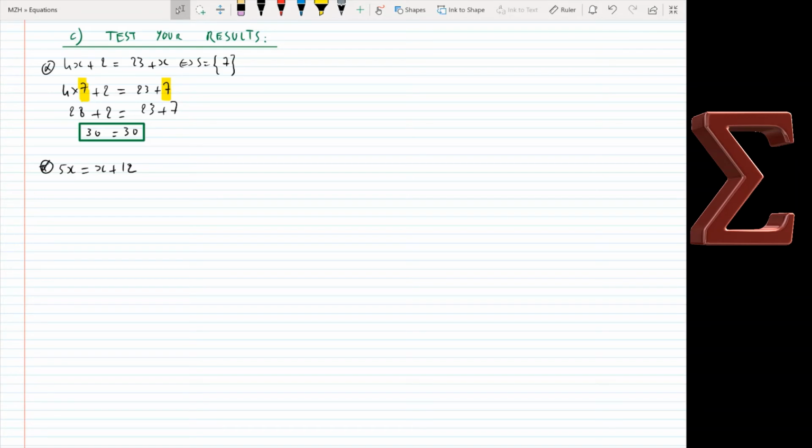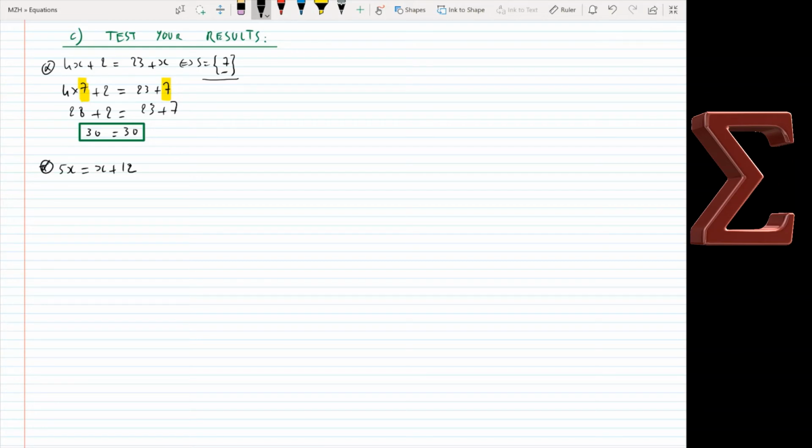After you're done with solving an equation, it is very important to test your result, and this is the third and last rule for solving an equation. Earlier, we've seen that for the equation 4x plus 2 equals 23 plus x, we found that the solution is 7. The important question is, how can we be sure that we haven't made any mistake? Because it's very easy to make a mistake while developing an equation. Well, one way to do that is to take the value that we found, in this case 7, and replace back the value of x. We replace x by 7, all right?